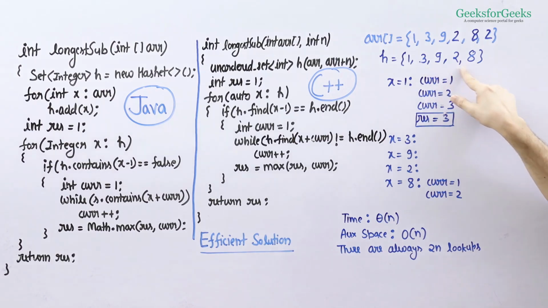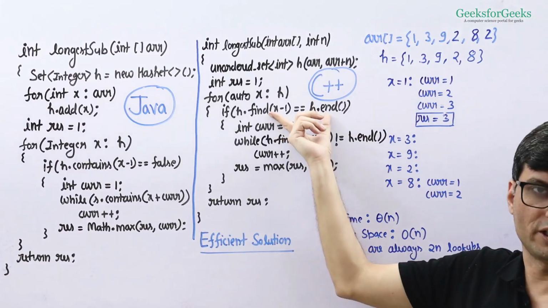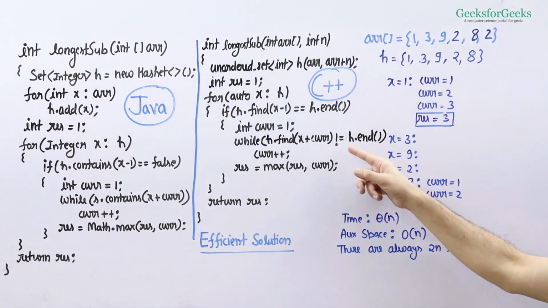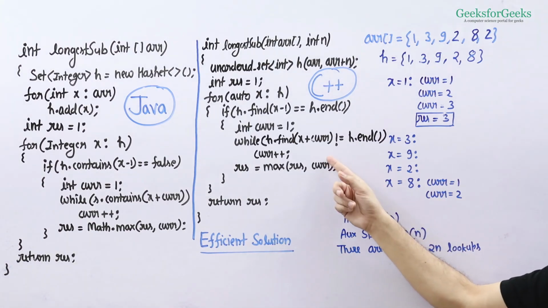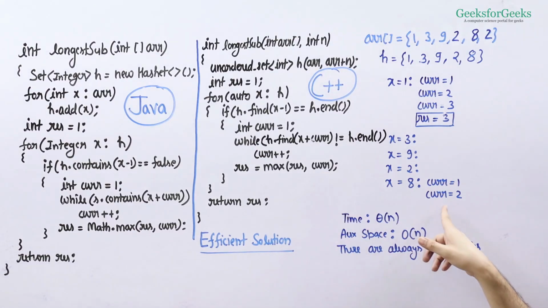After processing these 3, we come to 8. When we come to 8, we don't find 7 here, right? So we come here. We have current as 1. Now we run a loop. We look for 9. We find 9, so we set the current as 2. Now we look for 10. We don't find 10, so we don't proceed further. We compare this 2 with the current result. Result is 3 and this is 2.